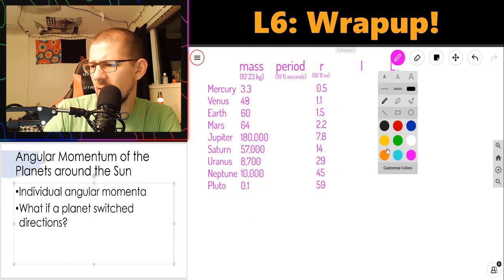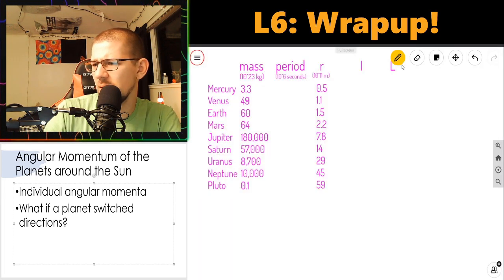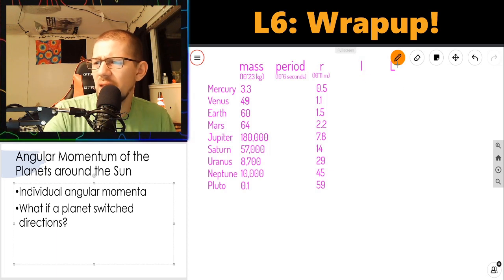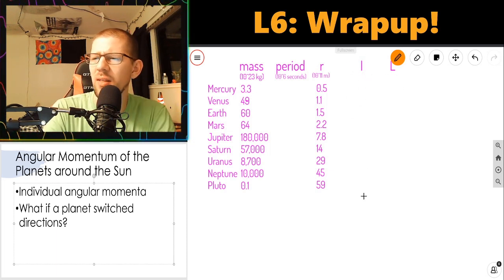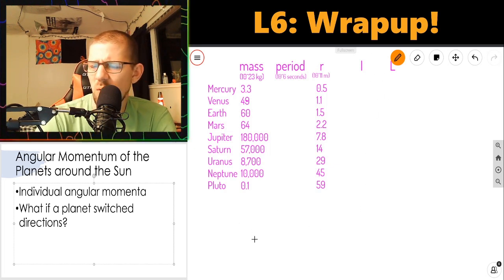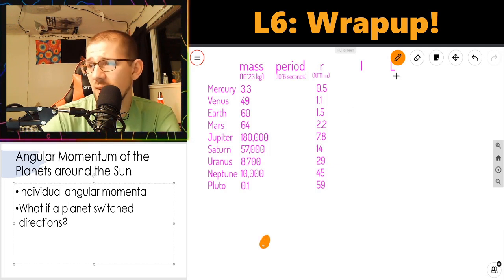So let's draw a little diagram here to demonstrate what I'm going to be doing next. I'm going to be calculating the moment of inertia for each of these. And remember, I'm trying to get at the moment of inertia because the angular momentum is I times omega. So I need the I in order to calculate that angular momentum. All of the planets are rotating in the same direction around the sun. That's actually going to be important later.